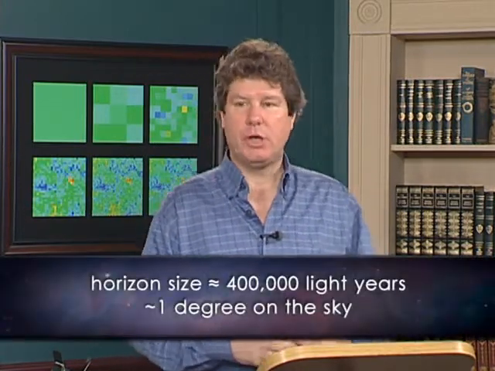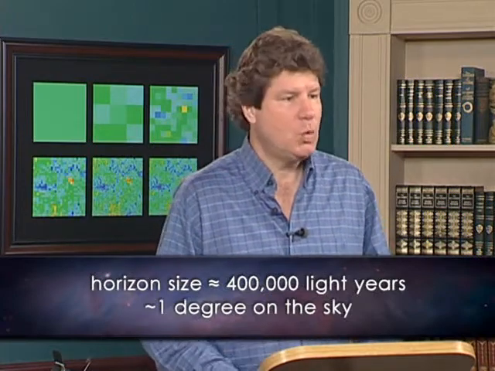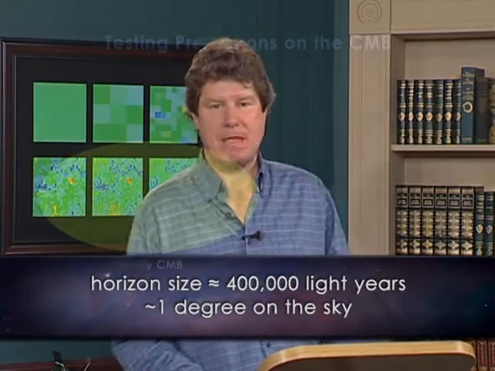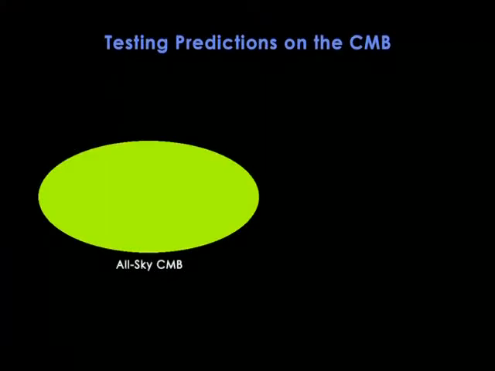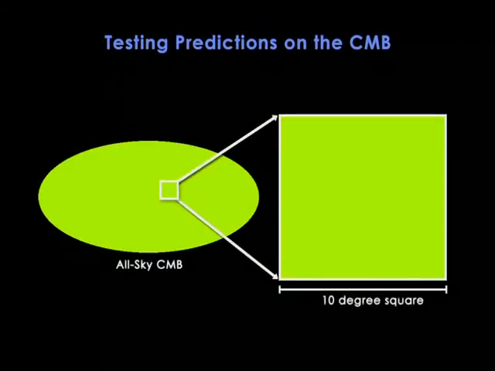So let's test this prediction with the microwave background. At that time, the horizon size was about 400,000 light years, which appears about 1 degree on the sky. Well, here's the all-sky microwave background image with a 10-degree square. So the prediction of the standard Big Bang is that the microwave background should be smooth within each of these little 1-degree regions, but not between them, since they've never been in contact. Well, of course, this is absolutely not the case. The microwave background is famously smooth within 1 part in 100,000 across the entire sky.